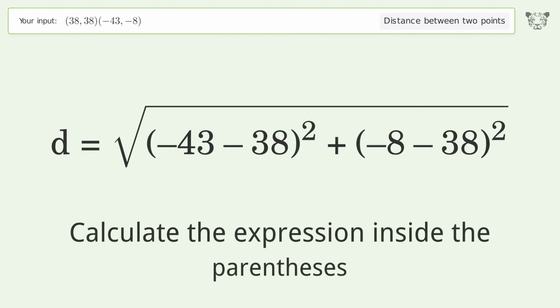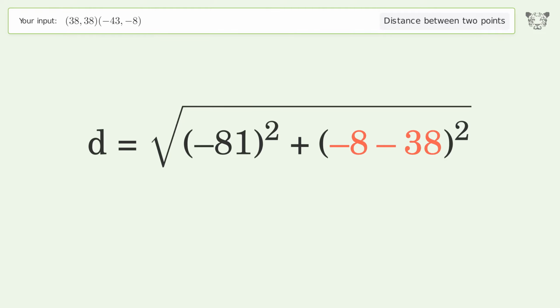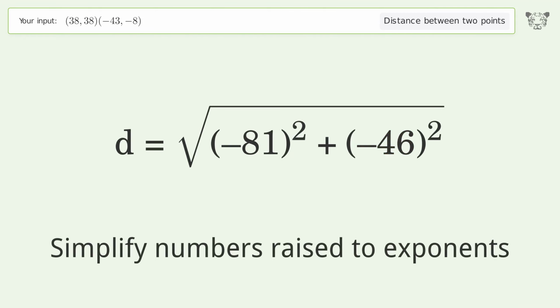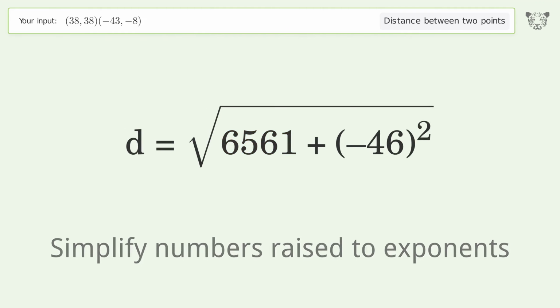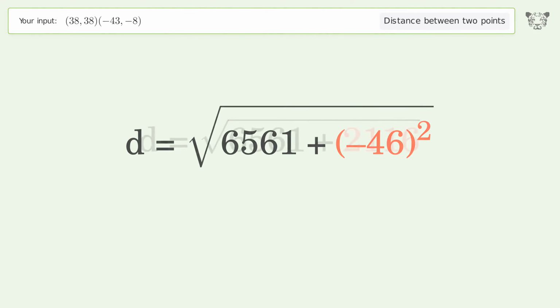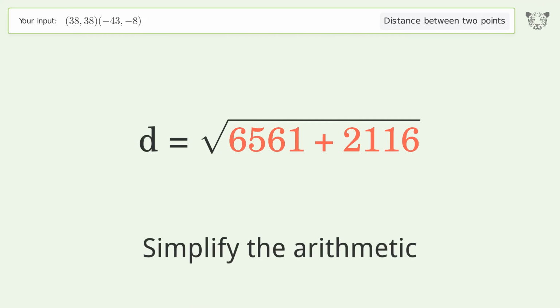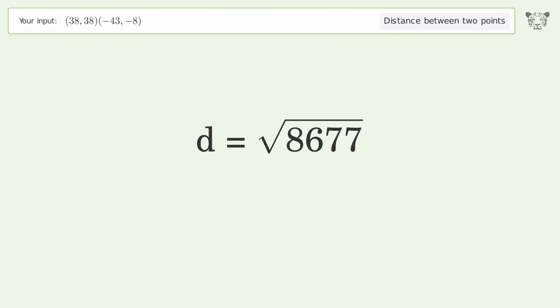Calculate the expression inside the parentheses. Simplify numbers raised to exponents. Simplify the arithmetic. And so the distance between the 2 points is the square root of 8,677, or 93.15.